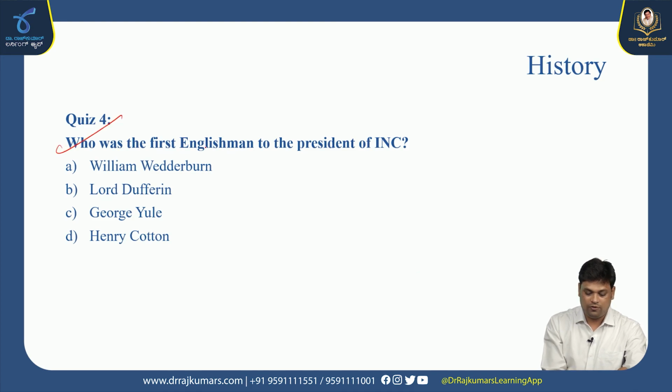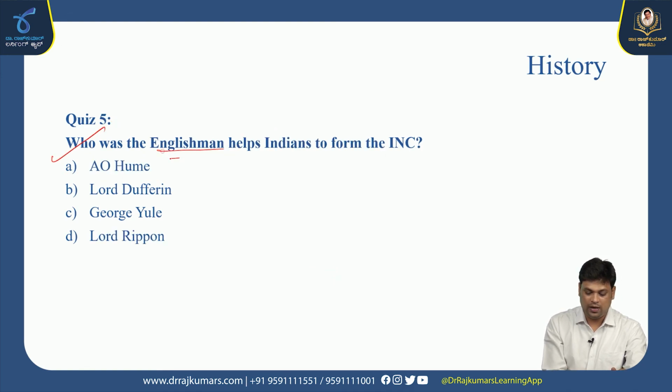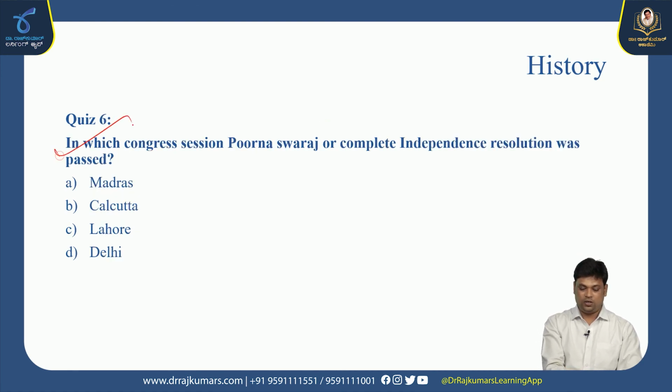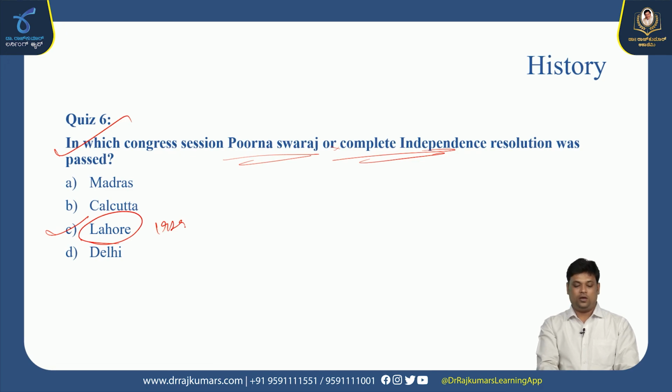Who was the first Englishman to be president of INC? William Wedderburn is the first Englishman to be president of INC. Who was the Englishman who helped Indians to form INC? It's easy. A.O. Hume, Alan Octavian Hume. In which Congress session was the Purna Swaraj or Complete Independence Resolution passed? Lahore Congress session, 1929. So practice more questions because you will have a lot of factual information in this chapter. So we'll see you in the next session.